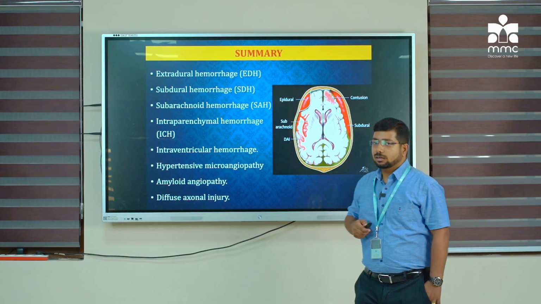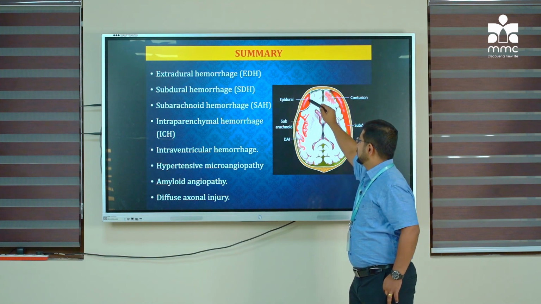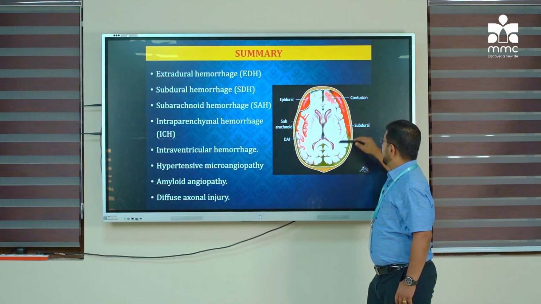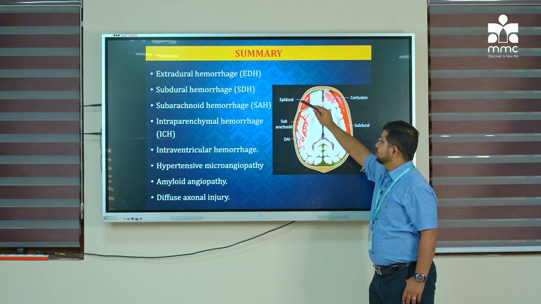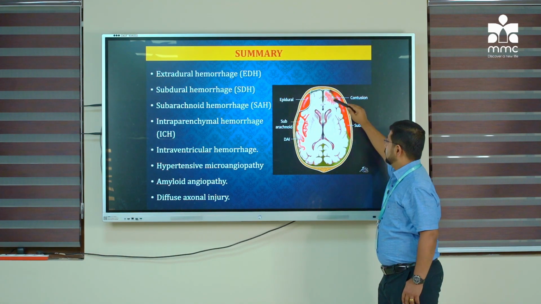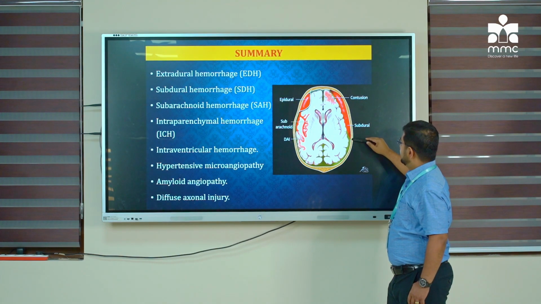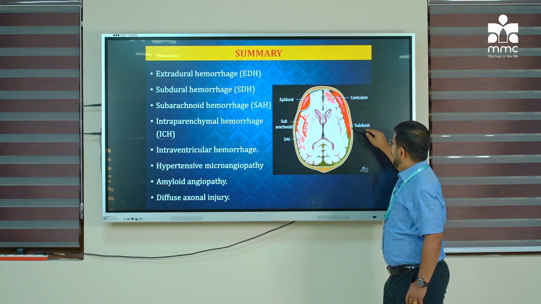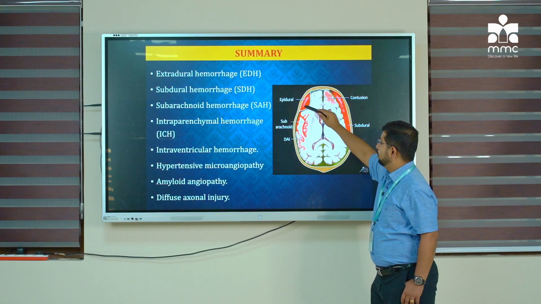So, summarizing today's class, we have looked at extradural hemorrhage, which is outside and biconvex. Extradural hemorrhage does not cross the suture line, is usually associated with fractures, and is usually an emergency. And subdural hemorrhage can cross the suture line, is concavo-convex, and is usually venous bleeding. Extradural is due to arterial bleeding from the middle meningeal artery.